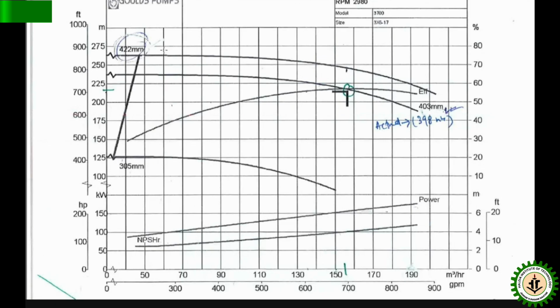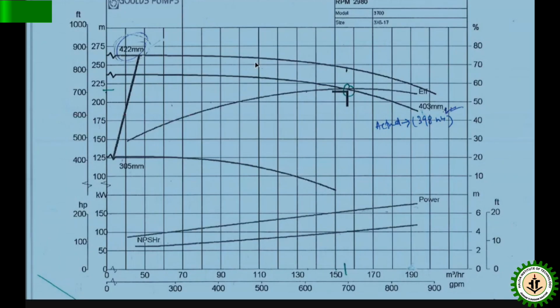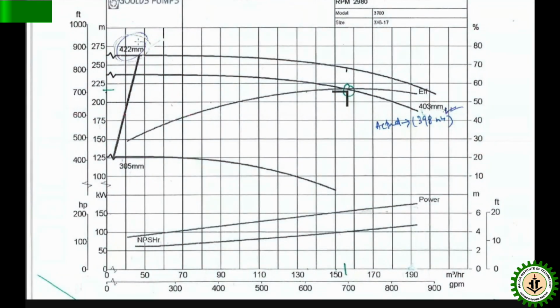Now see, there is one line here, another line here, and another line here. These three lines specify certain impeller diameters. It is mentioned here. This line is for impeller diameter 422 millimeter. This is 305, and this one is 403. You have to point out this point.